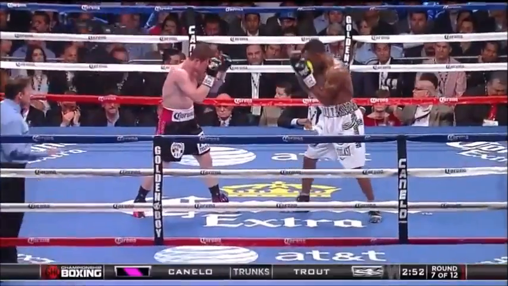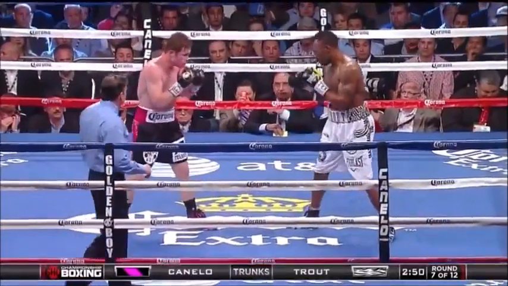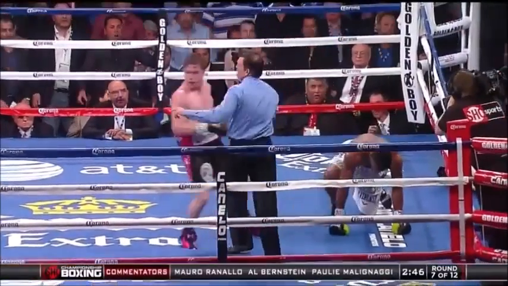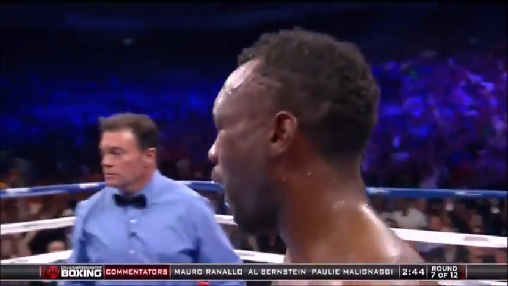Point of the fight, round of 7 underway, and as is often the case when you have a conventional fighter, and there is Canelo dropping trouble with a straight right.